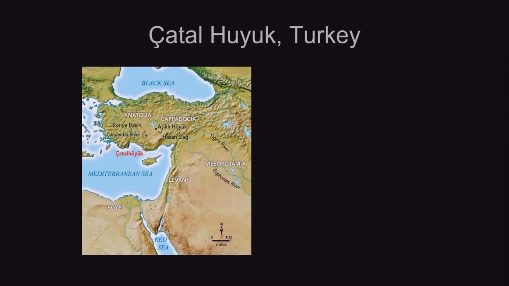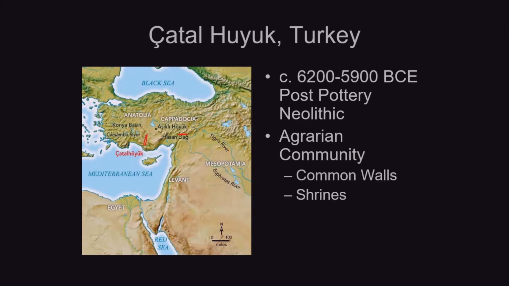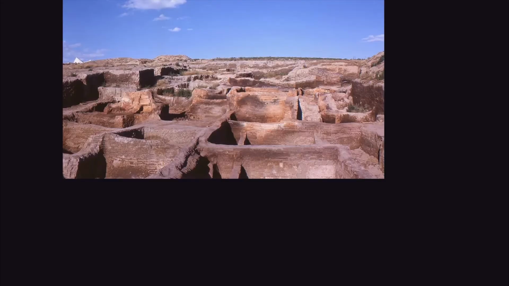Catalhoyuk is a little city, and you can see it. It's right there in central Anatolia. So Gobekli Tepe is over here, so it's right in the neighborhood, a couple hundred miles away, but still. And it was one of the earliest agrarian communities. There's not much there today to look at, just some low mud brick walls.